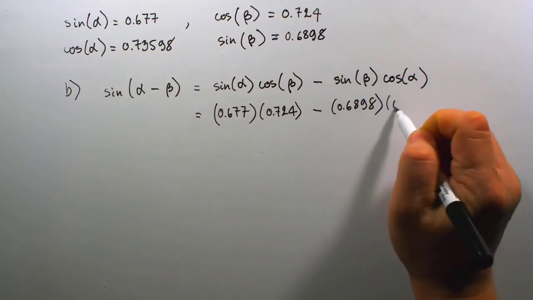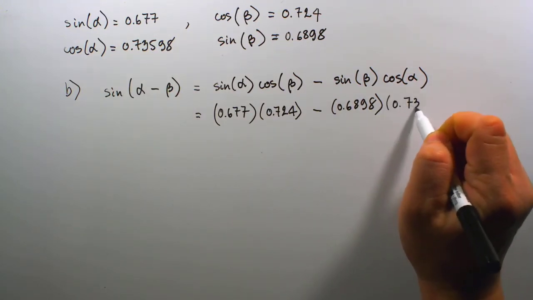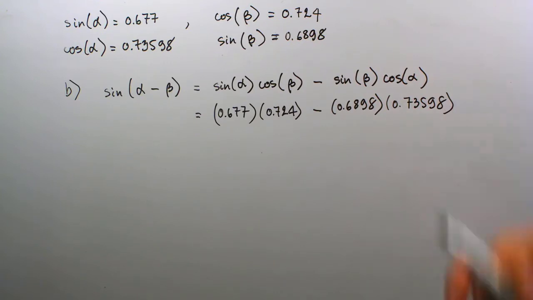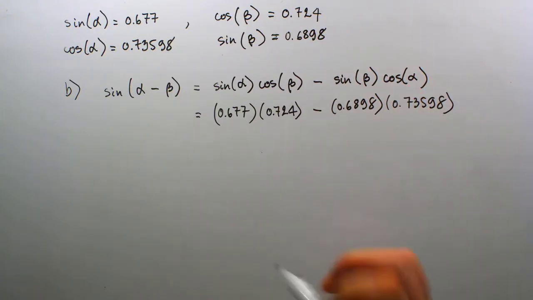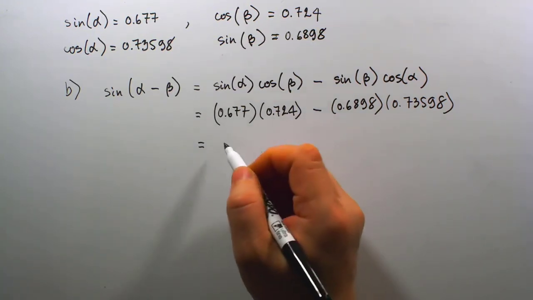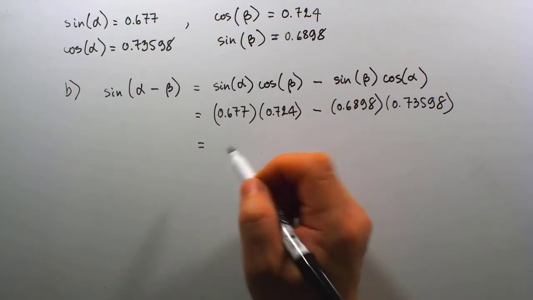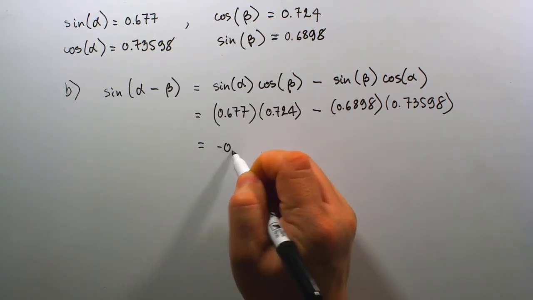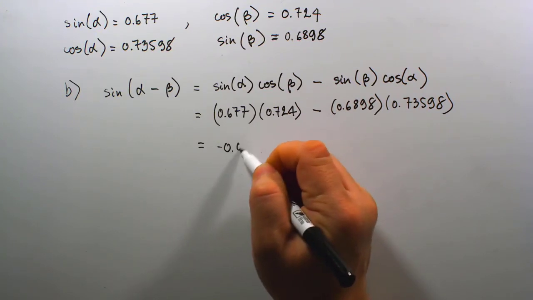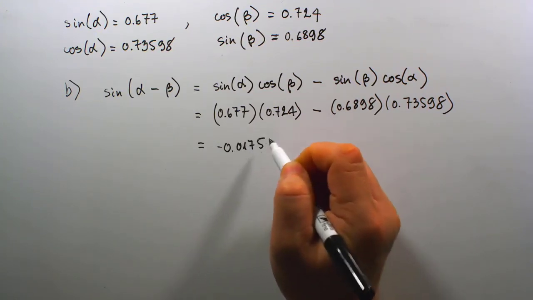So 0.73598 is substituted in for cosine of alpha. And so now another calculation is to come out. All right, so my final answer came out to be, in 5 decimal places again, 0.017531.